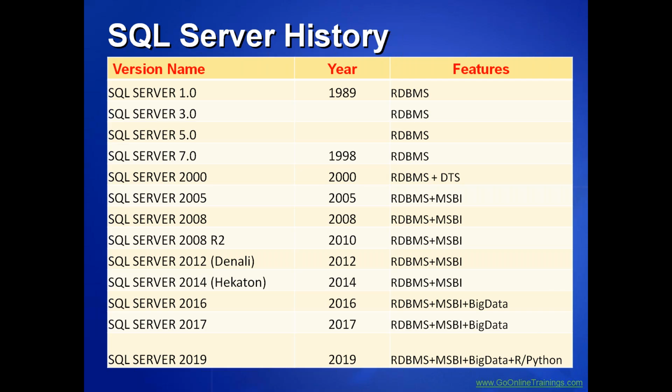2002. SSRS got released as a separate component. After 2002, in 2005, they removed DTS. Instead of DTS, they placed SSIS and SSRS, and they added SSAS, and it was called MSBI. That was the new name given to this collection of three tools. DTS is completely removed, and instead SSIS was introduced, with SSAS and SSRS released in 2002. That was officially launched in 2005 with MSBI. So that's the history.